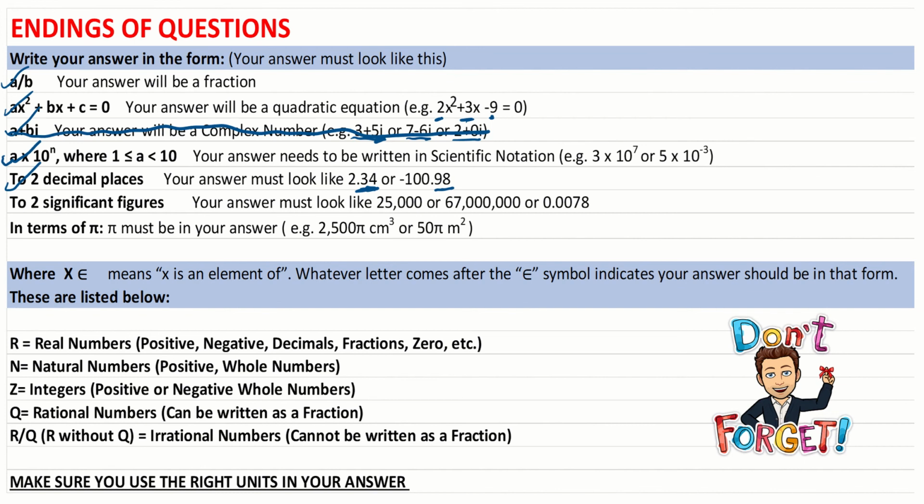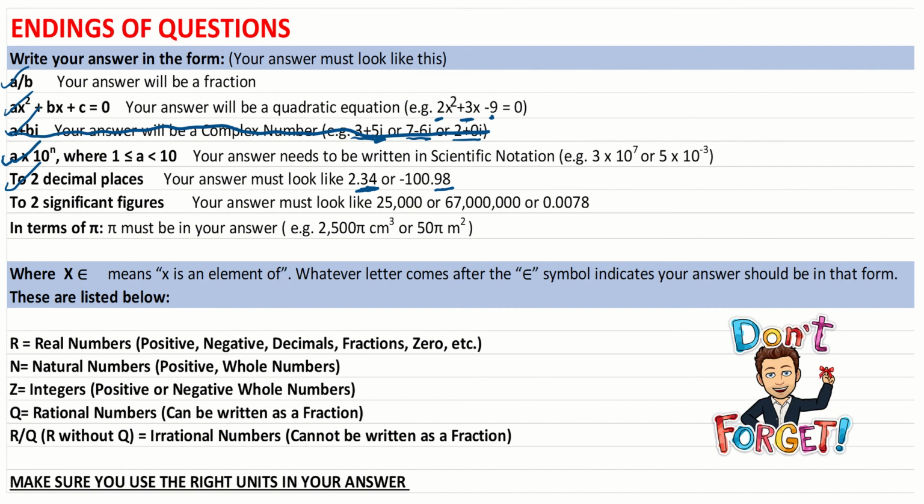To 2 significant figures, that means that there should be just 2 numbers that aren't 0 in your answer, except for 1 or 2 special cases. And again, I don't want to get bogged down on that. So if you don't know what significant figures are, I'm going to put a link to another video that'll help you out with those, and that'll be in the description below as well.